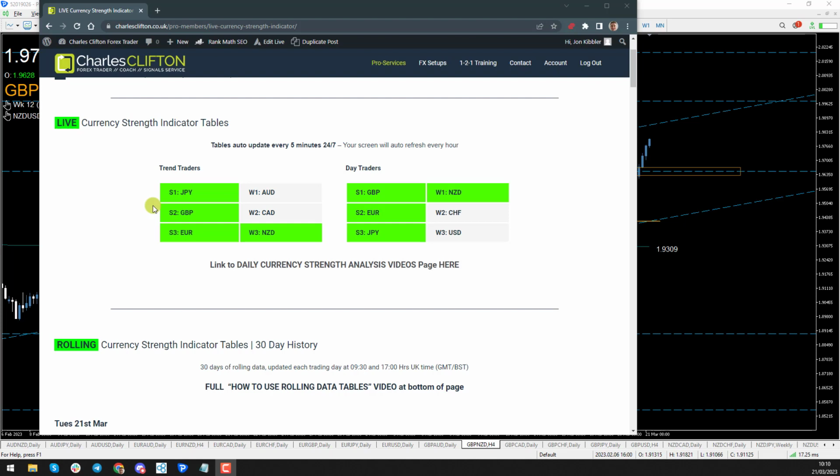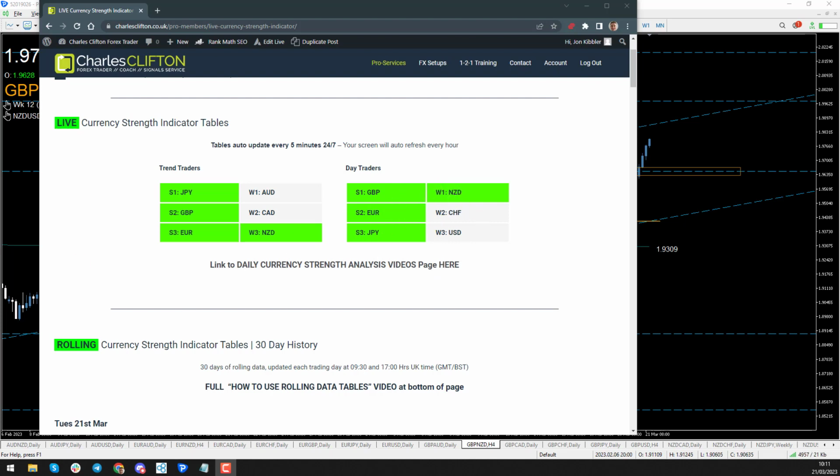Here we have our two tables in front of us. We have the trend traders table and the day traders table. These are the same studies but just highlighting to us different time frames. These tables auto update every 5 minutes 24/7, meaning that our members can see how the markets stand right now in real time, and we've already seen a little bit of a change here in the momentum on some of the currencies.